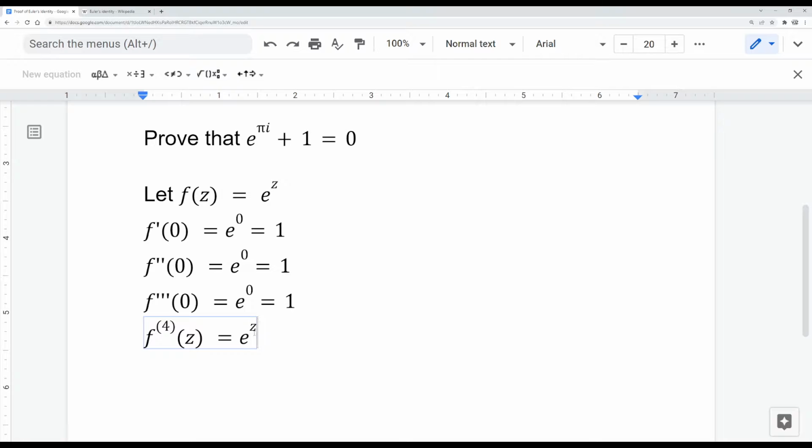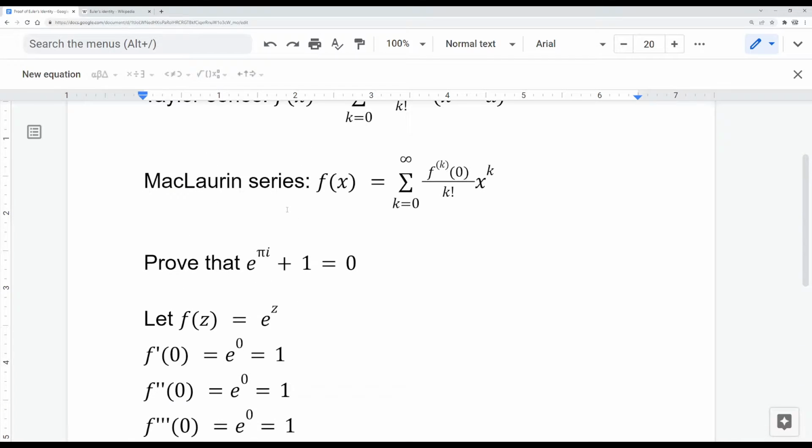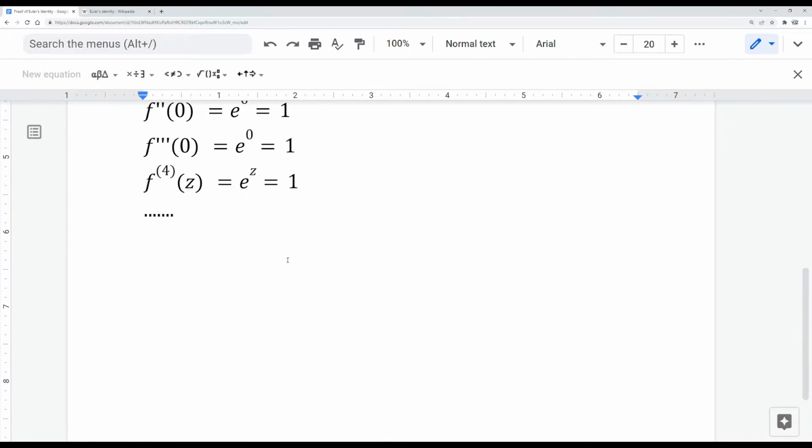So no matter how many derivatives you take, it just goes on and on. So I'll just do something like dot dot dot, just like it just goes on. So that's pretty easy here. We know that this term will always equal 1. So let's simplify this for a second.